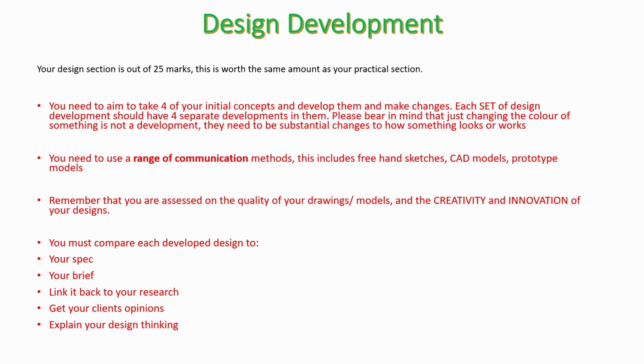So what you need to do is you should have your first concepts in your research. Just after you finish the main part of your research, you have to do some first concepts. We needed to have 8 first thoughts of designs that you've come up with. Then you need to take 4 of those and develop them. Each set of development, a set being one of your first concepts, you have to develop 4 separate times. So in total, you're doing 16 developments. If you take one of your first concepts, you need to develop that in 4 different ways.